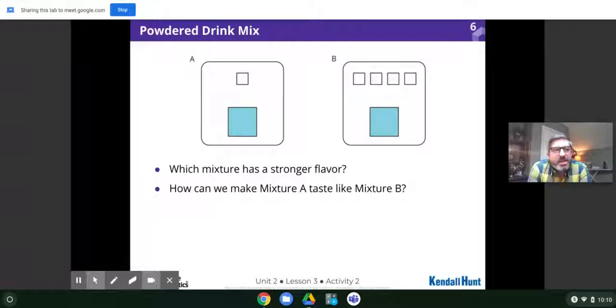So if we wanted to make them equal, how could we make mixture A or drink A taste like drink B? How do you think? That's close. So you think we just add more drink mix to A? Yes. That's right. So right now, A only has 1 packet of the mix. B has 4 packets. So if we wanted them to taste the same, we would just add 3 more packets to drink A, and then they would taste exactly the same.